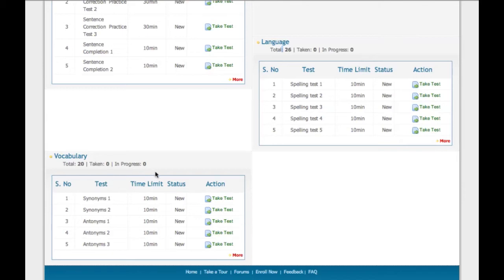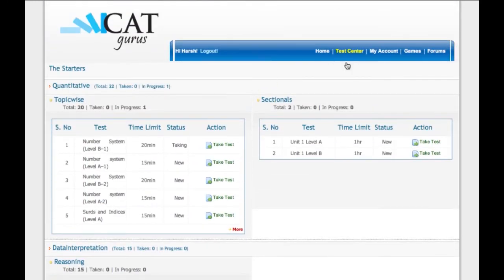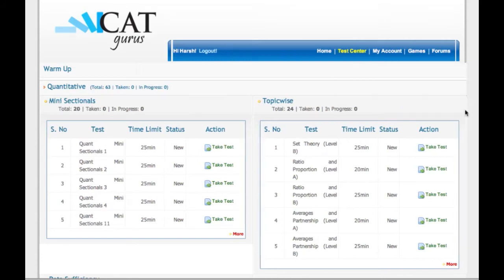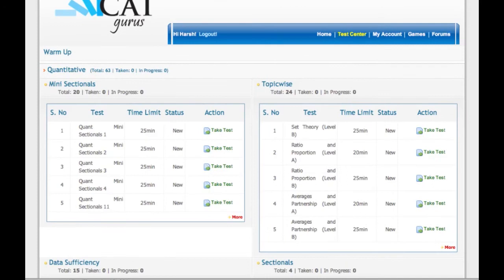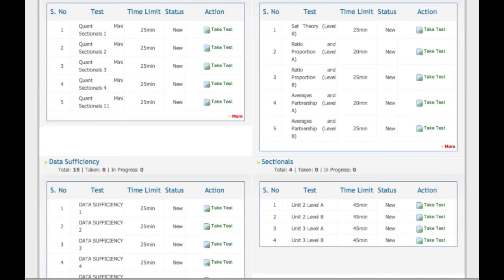So this is a demonstration of the first part. Let's look at the second part. What exactly is there in the second part? Now in the warm-up section, as you can see, there are 134 tests. What are these 134 tests? Again, the bifurcation, mini sectionals. Now these are mini sectionals, not the exact full sectionals as in CAT. Topic wise, as discussed last time, but here the topics are of the second stage. So you'll have set theory, ratio, average, log, inequality which will come in.